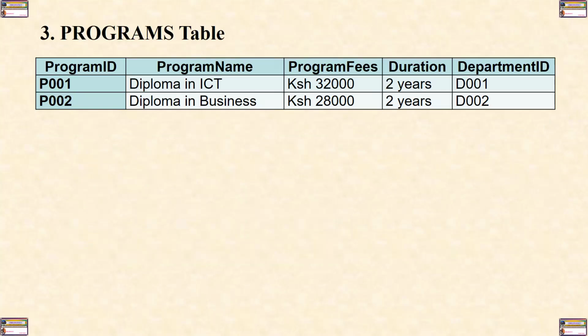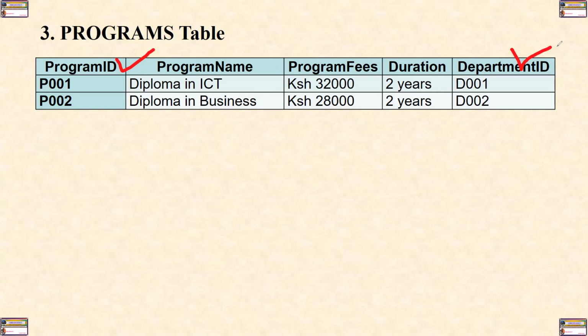So our third table is called the programs table. You can see we have also introduced a unique field here called program ID, which was not there. And then we have the program name, the program fee, and duration. As I have said, we have introduced program ID for identifying each record uniquely. Now you can see P001 is the identity for diploma in ICT. P002 stands for diploma in business. So anywhere we are going to use P001, it will be defined as diploma in ICT.